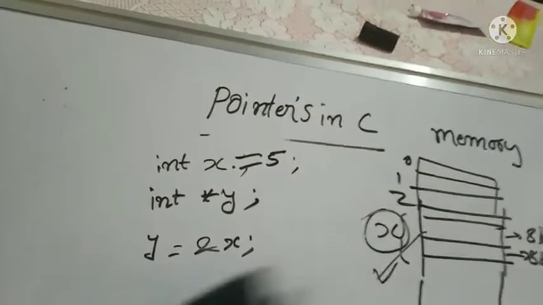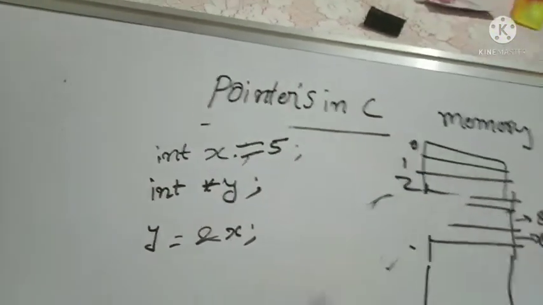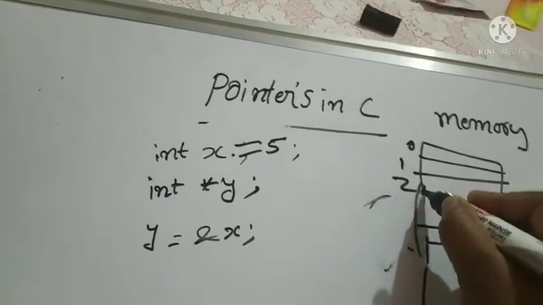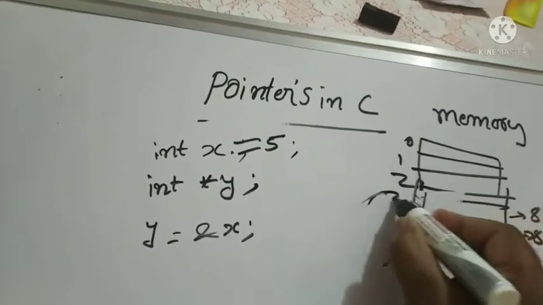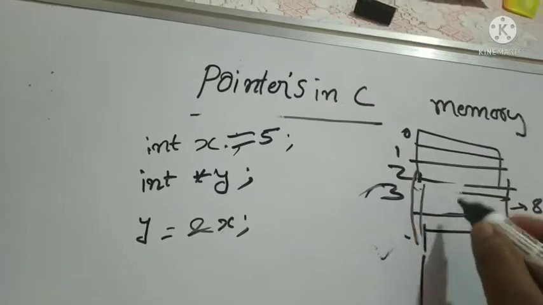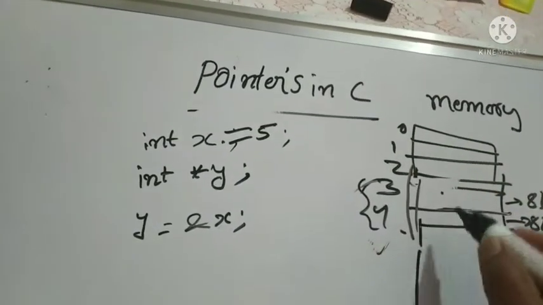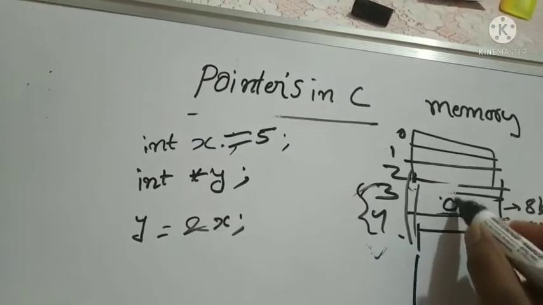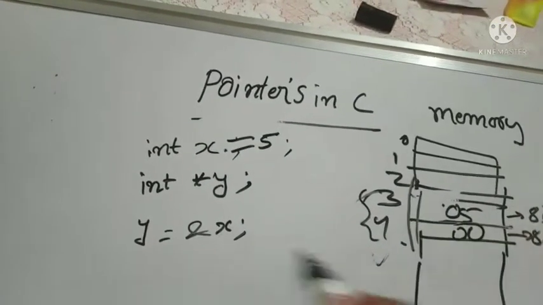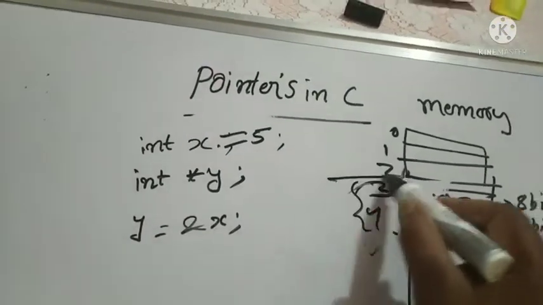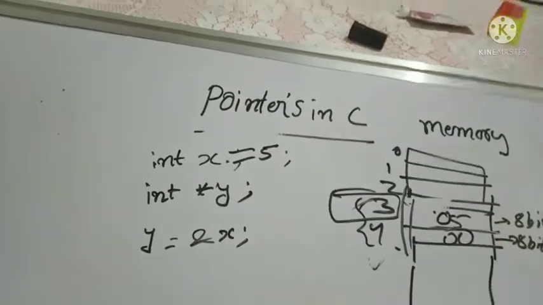So what is y then? Y stores an address. Consider my x is present somewhere here. The values 3, then 4, so x is stored in these two memory locations. The value of 5 is stored as 0500. What is y then? It holds the address of the location in which my x is stored.